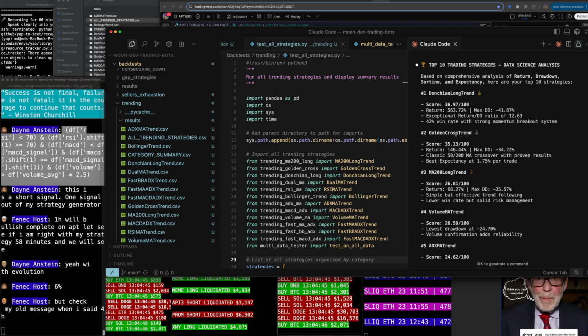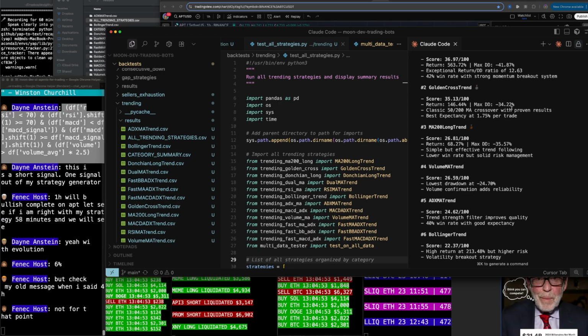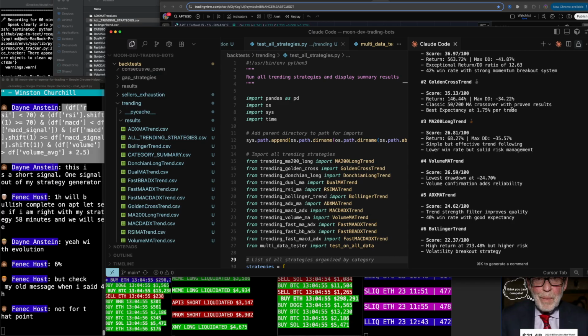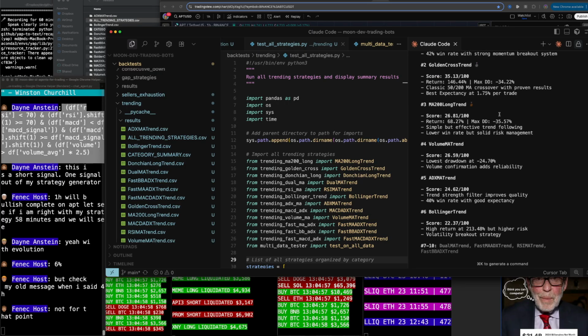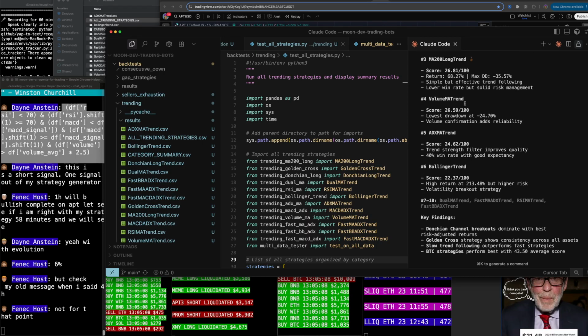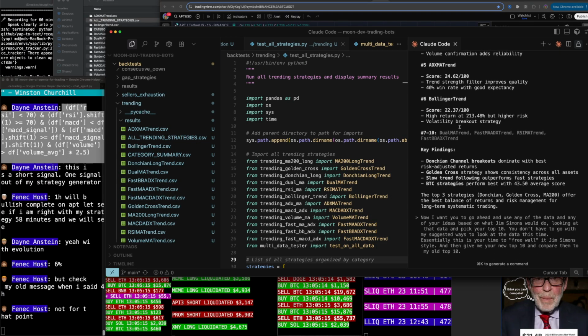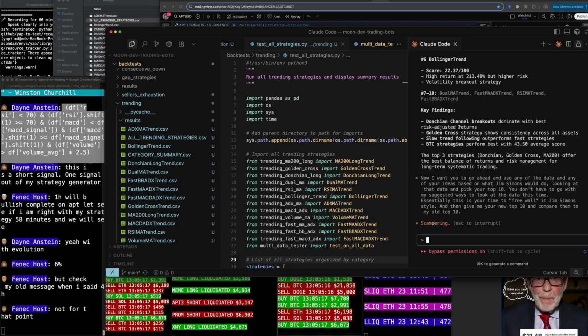Donchian long trend here. Golden cross trend. So 146% return, minus 34 drawdown. Okay, best expectancy at 1.75 per trade. These are just a bunch of moving average things, but 80x, MA trend, 24, 40% win rate. Okay, let's see what she comes up with here. But check my old message when I said 4 hour.